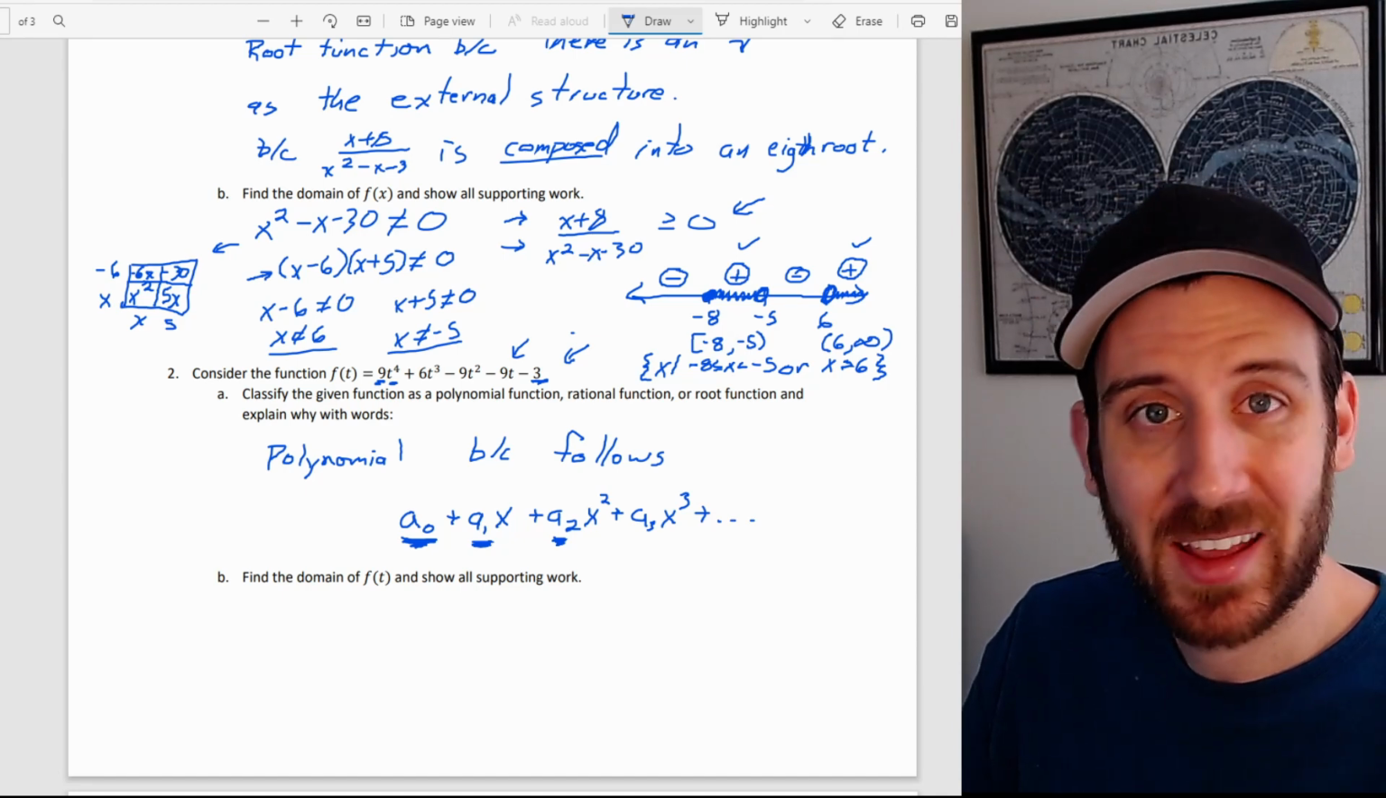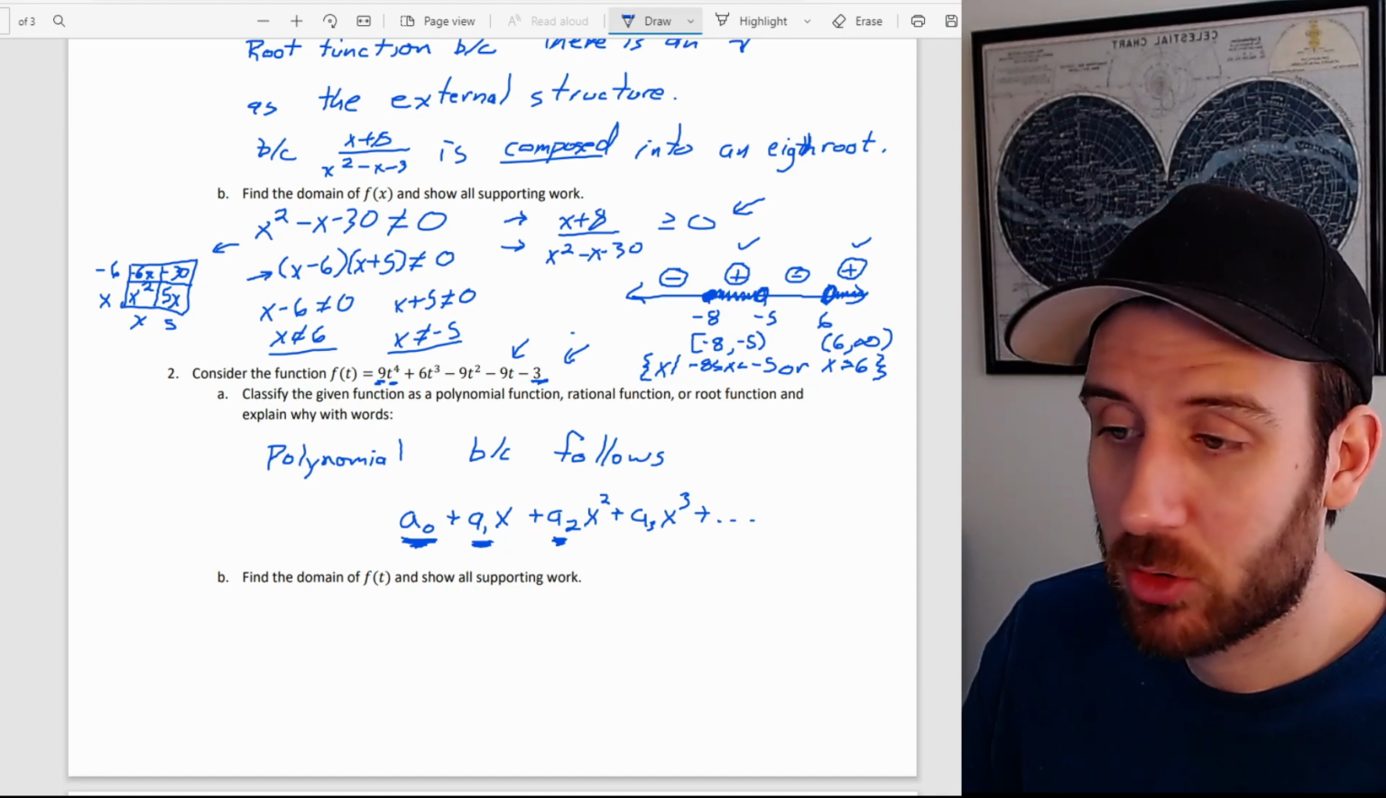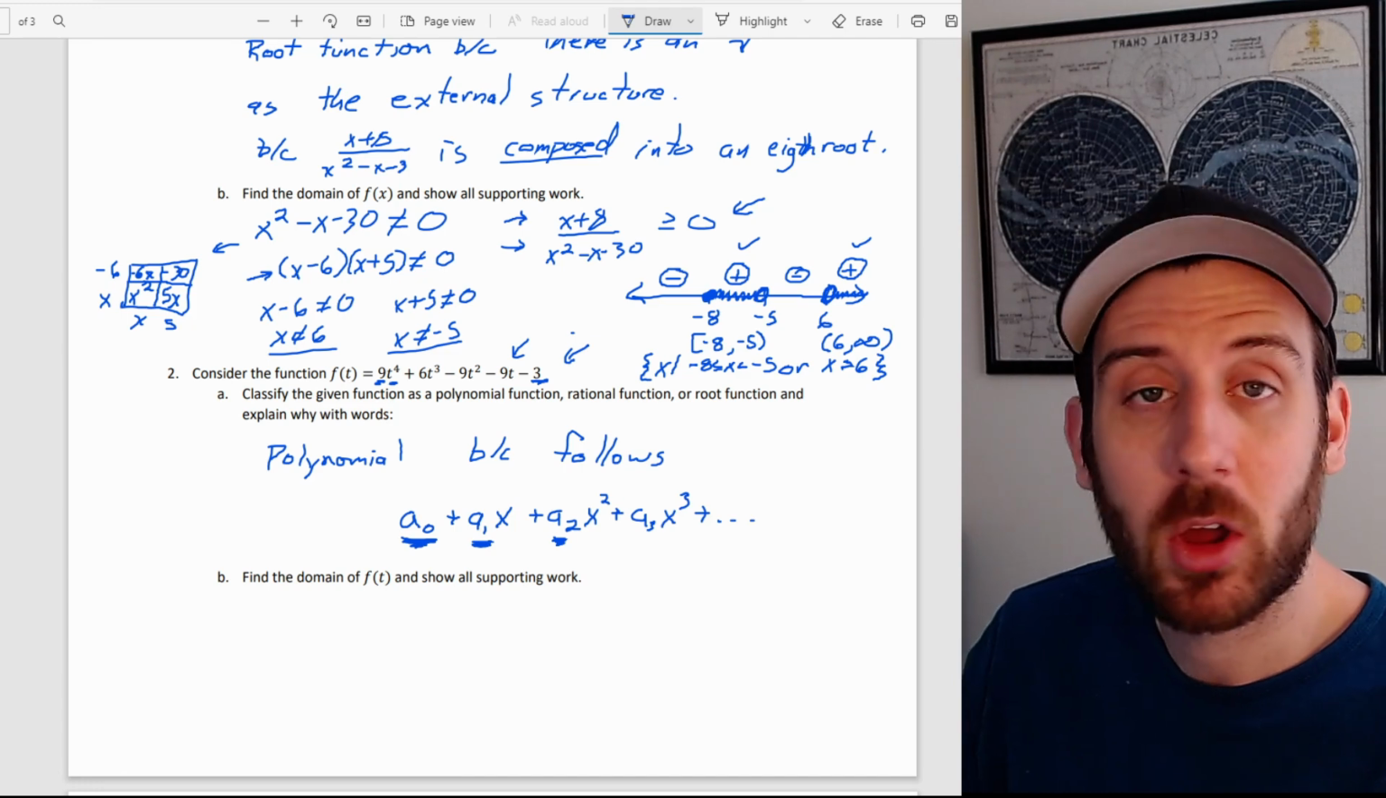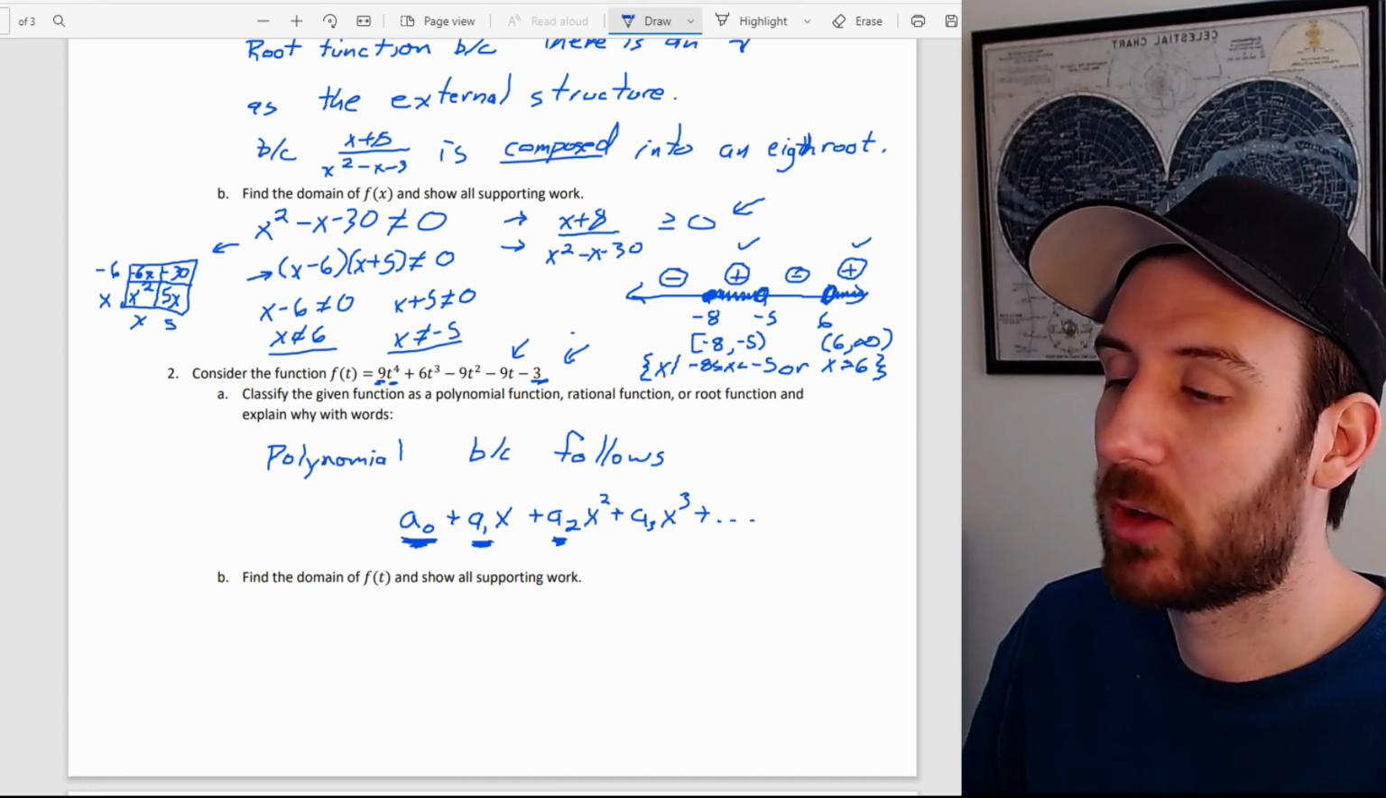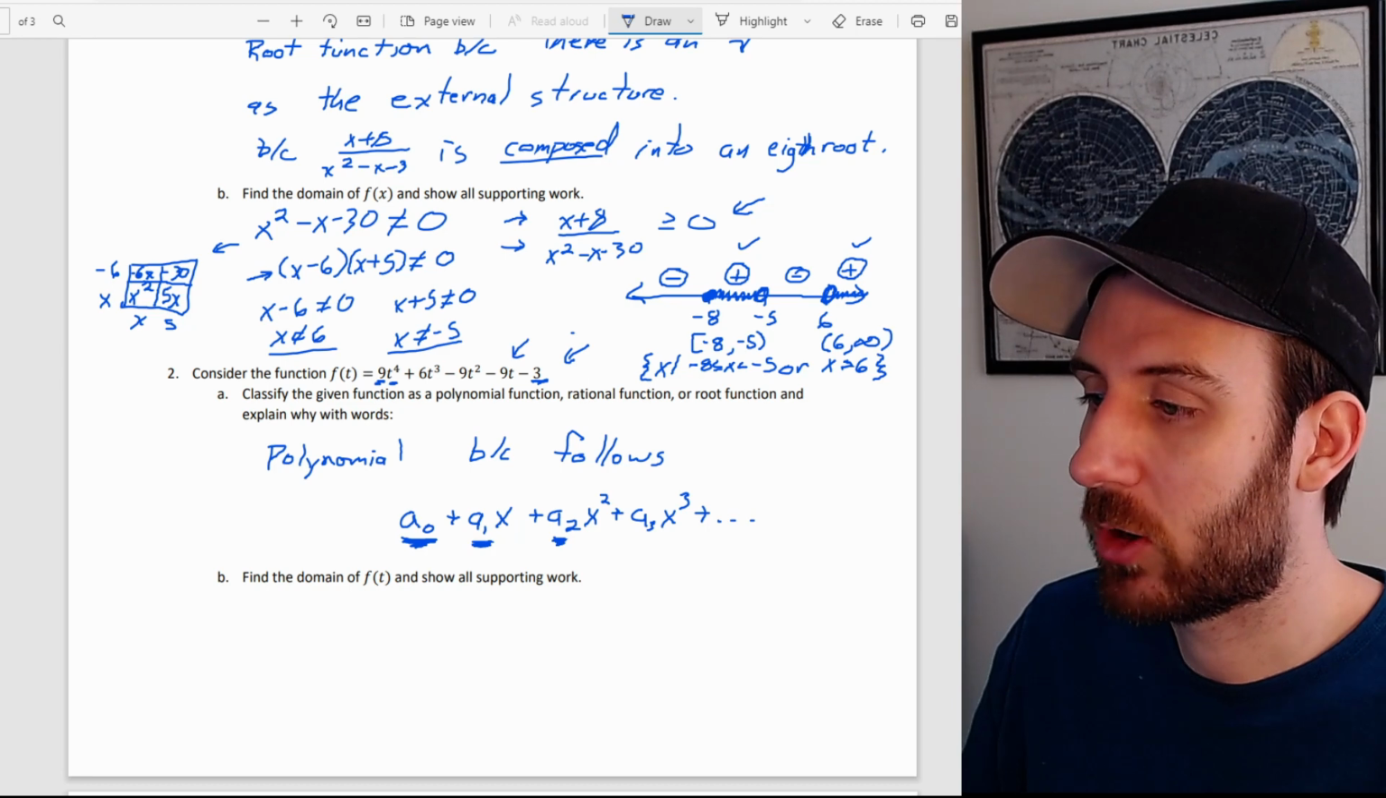A3, A4, we could have this as many times as we wanted. Here it goes up to 4, but we could have it go up to 500. It really doesn't matter. Any of these are going to be considered polynomials, and they follow the same structure.